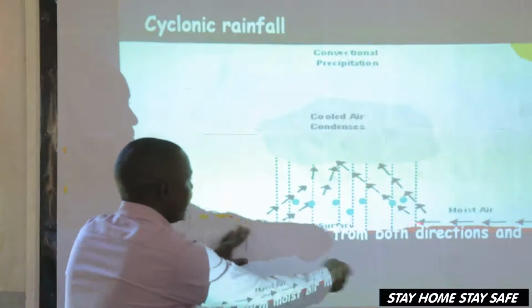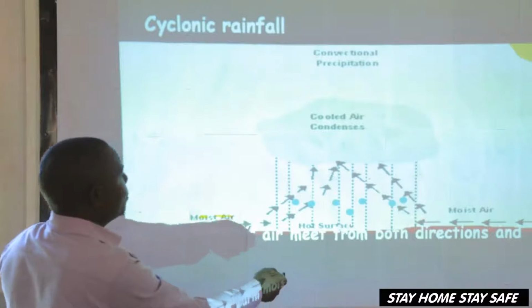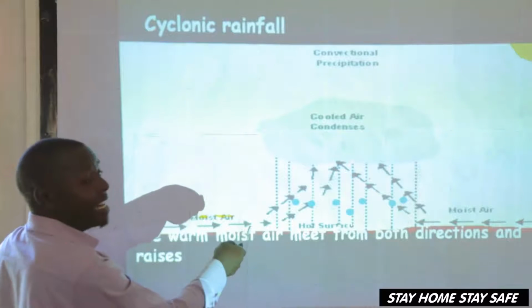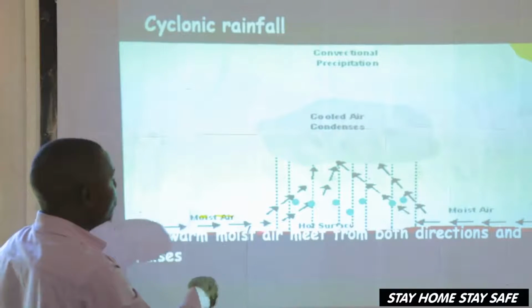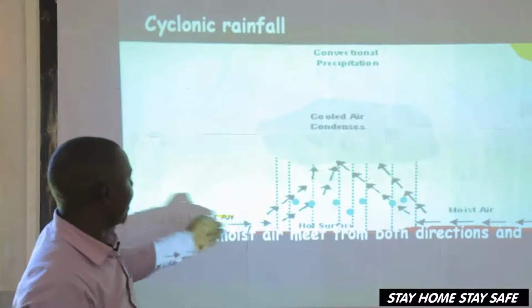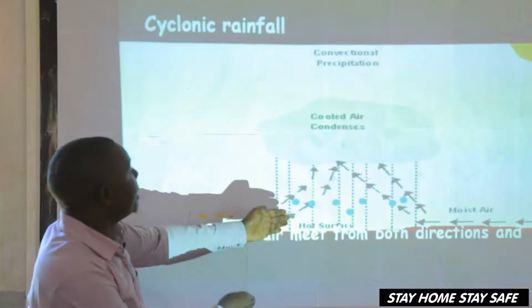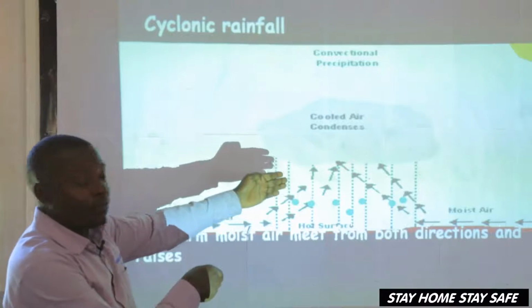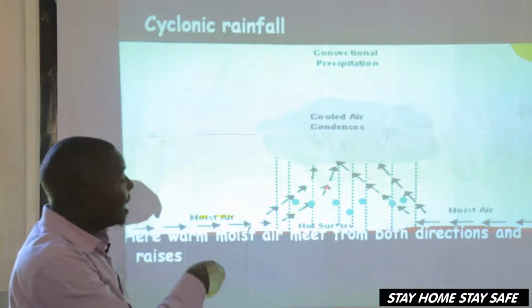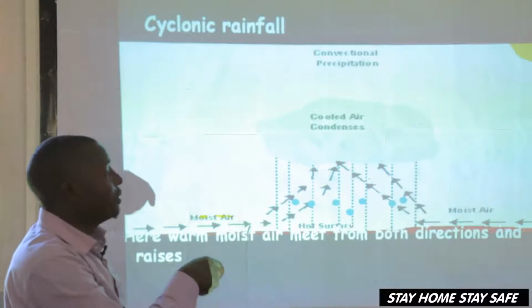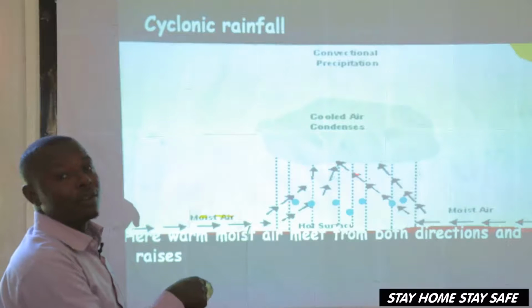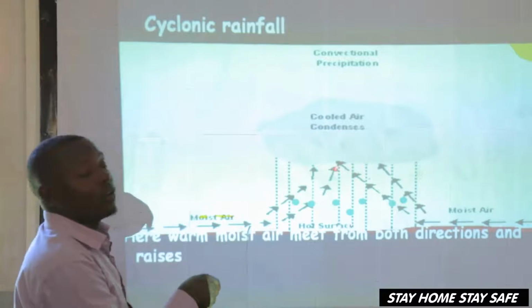Now, when they come, they will move up. Those warm air, because they are less dense or light, will move up. The one that came from the other side meets with the one that came from this side. So they meet in an area. That area where those two kinds of air meet is what we call a front. That's why we call it frontal rainfall.